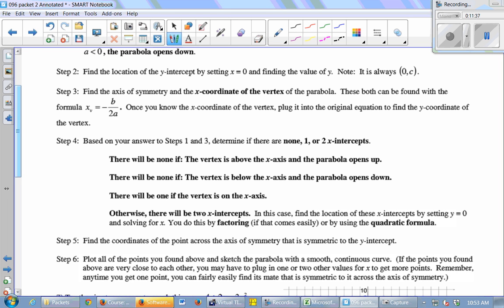And notice the thing we skipped was finding x-intercepts. We didn't find any x-intercepts. We skipped over it and jumped right to the vertex because we have this formula for getting it quickly now.